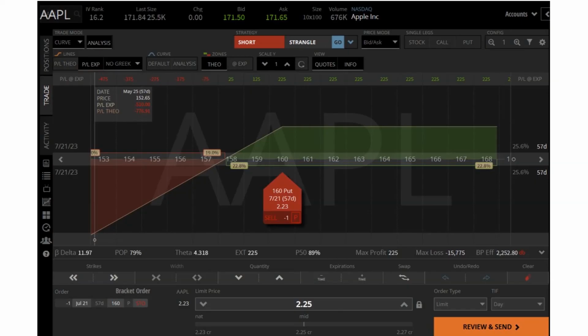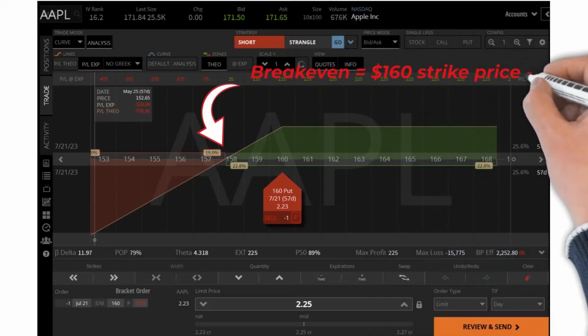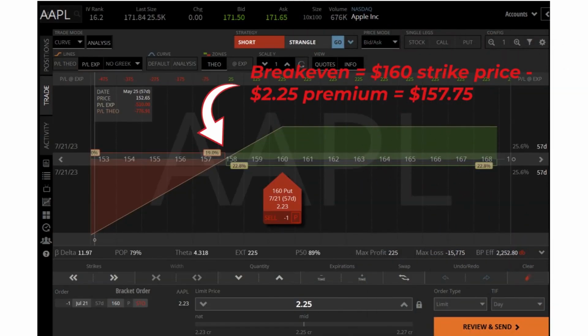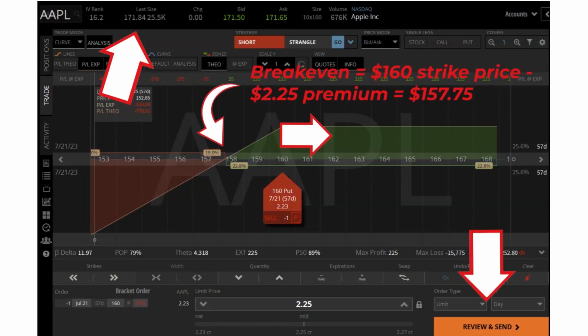We see that our break even is the $160 strike price minus the $2.25 in premium collected, which is $157.75. Remember, the stock is trading currently at $171.84, so it would take an 8% move down before we ever start to lose a penny. As long as the price remains above the 160 short strike at the expiration date in 57 days, we keep the entire $225. We hit review and send and place the trade.